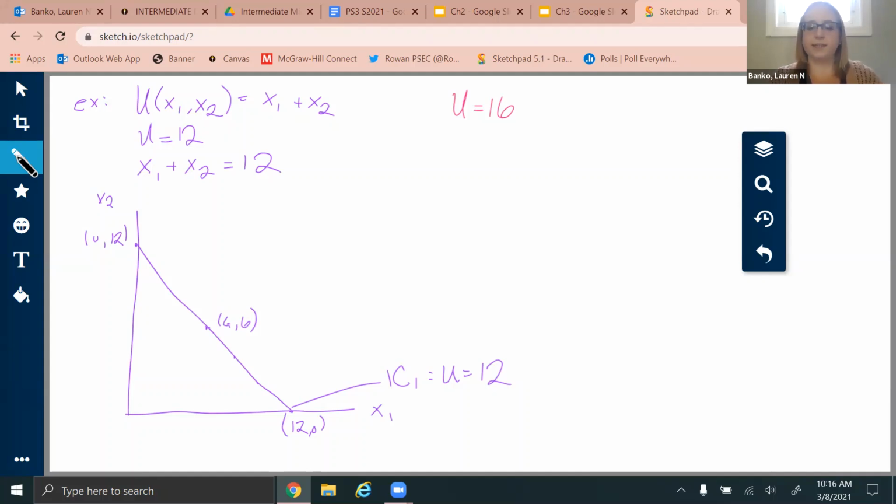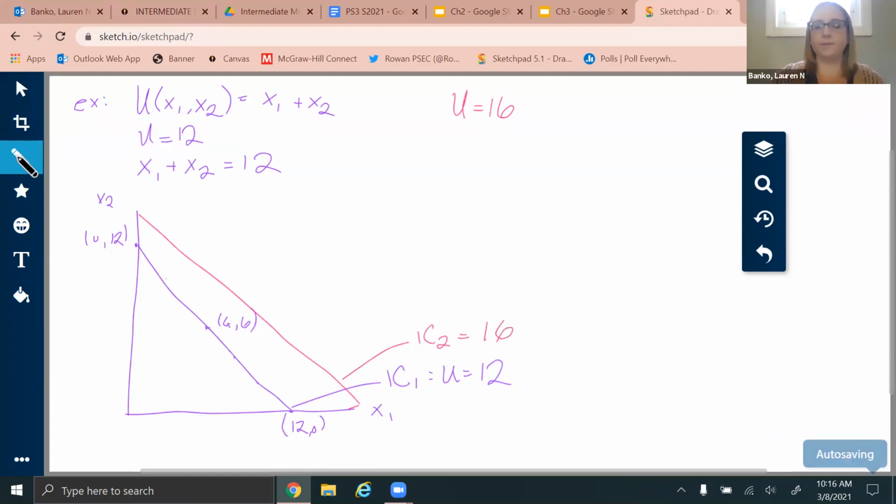Since then the chat said increase. Anybody else? Another increase. Yeah, that is correct. This would be something, it's not very great, so this pink would be like IC2, where the utility is 16. It will be higher. The slope should actually be the same. I'll make a note there since it doesn't look like it. We'll talk about slope in a minute.